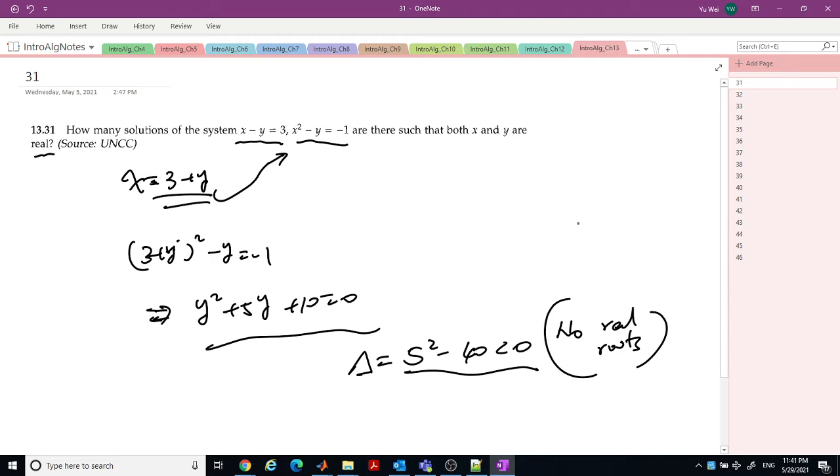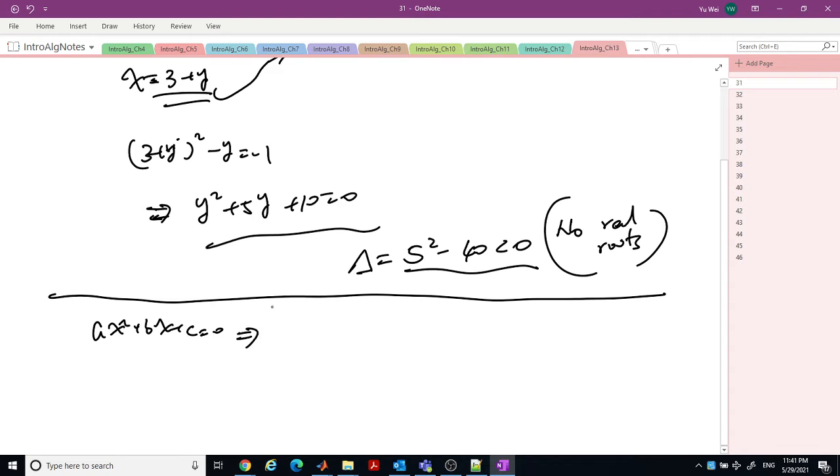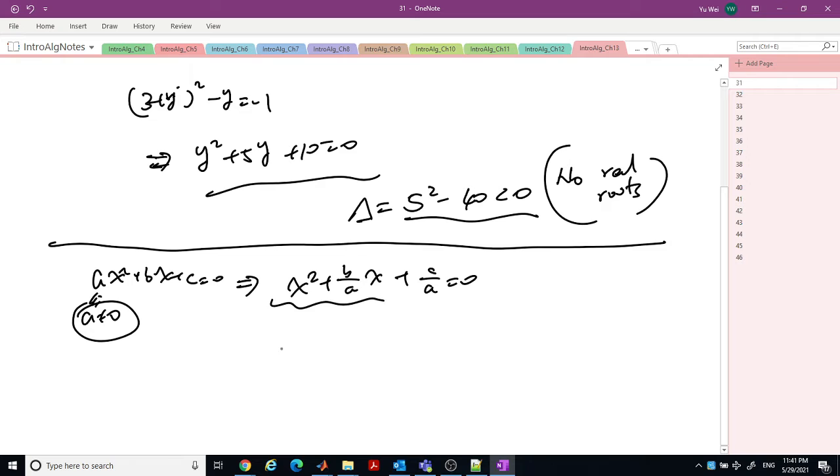Okay, the only thing I want to introduce here is a general quadratic form ax squared plus bx plus c equals 0, right? We can divide by a, because a is not 0. If a is 0, it's not a quadratic form anymore, right? So we can rewrite it as x squared plus b over a x plus c over a equals 0, right? So we can put a perfect square here.